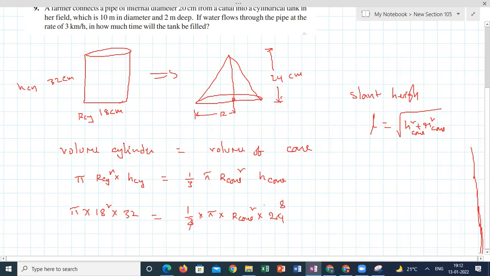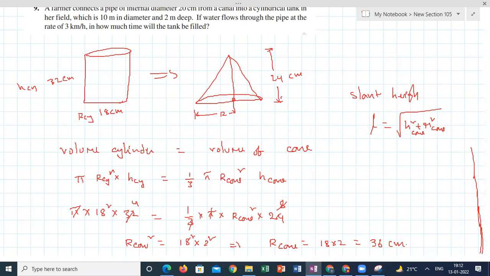Pi cancels. So the radius of the cone square is equal to 18 square into 2 square. From here, without multiplication, the radius of the cone is equal to 18 into 2. So 36 centimeter I got. Anyone got the same answer or any different answer? Students, got the same answer? The radius value is the same.